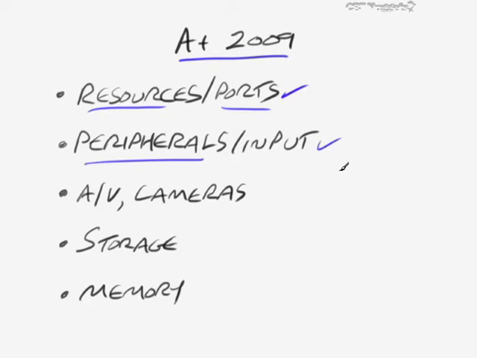A thing that becomes an increasingly important topic for A+ technicians is the proliferation of audiovisual equipment. So we'll take a look at basic AV equipment such as video cameras, as well as still cameras, and we'll take a look at how to work with those devices within your operating system and to attach them to the computer. We'll look at storage.